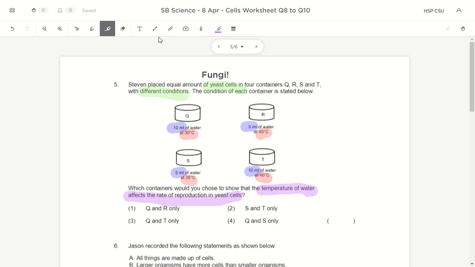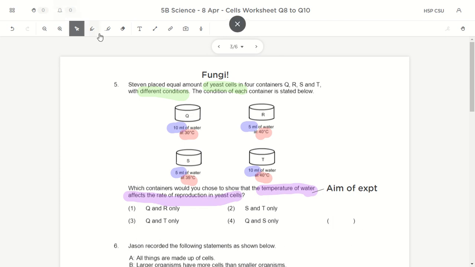So this is actually my aim. Let me just write it down. This is my aim of experiment. I'm going to use short form. Okay, so my aim of experiment is what is being stated here. The aim of experiment is to find out if the temperature of water affects the rate of reproduction in yeast cell, whether the temperature of water affects how fast the yeast cell reproduce.